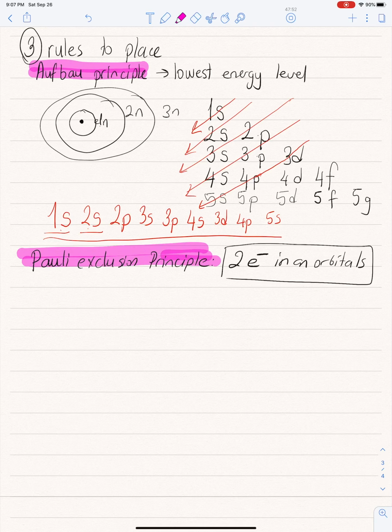Okay, and our third rule is Hund's rule. Hund's rule says if one electron is spinning this way, the other electron should spin the opposite way, to balance their motion. So according to Hund's rule, if one electron is going in this direction, the other should go in the other direction, that is to spin, to balance their motion.